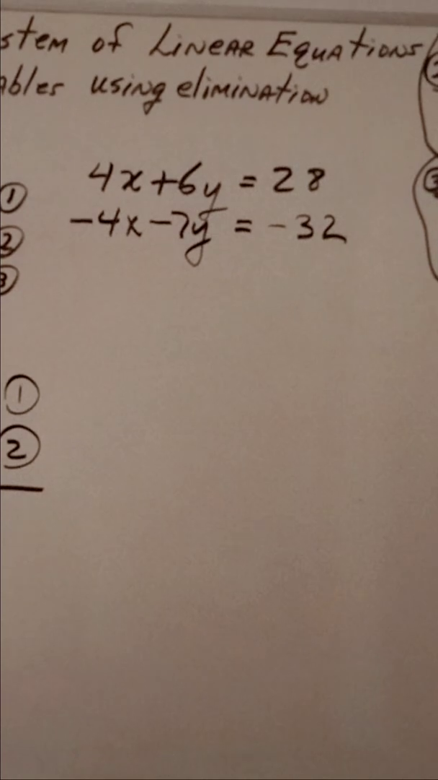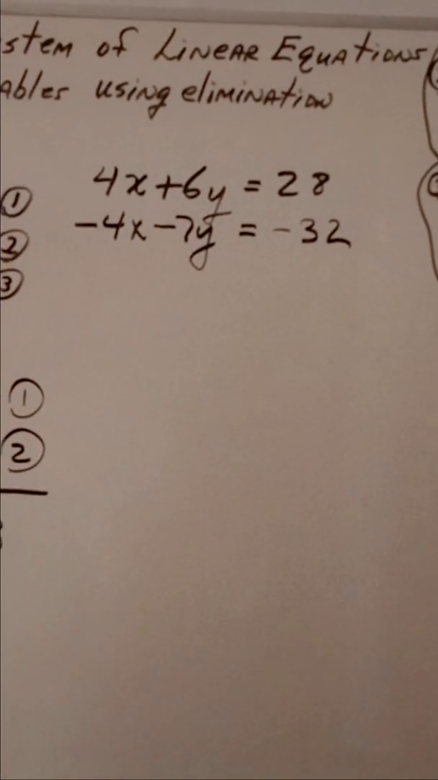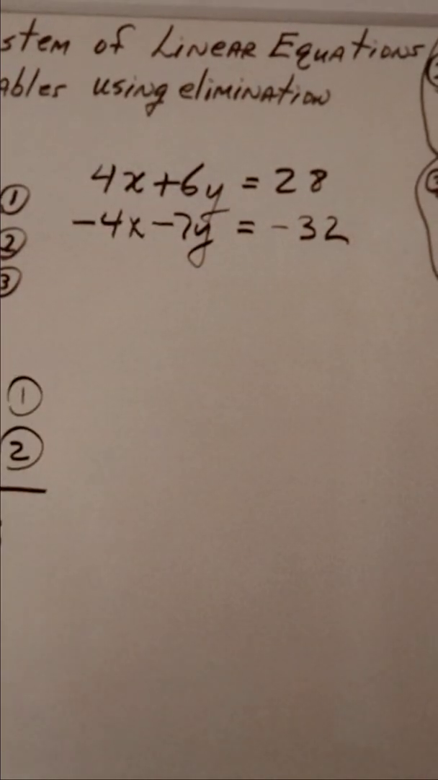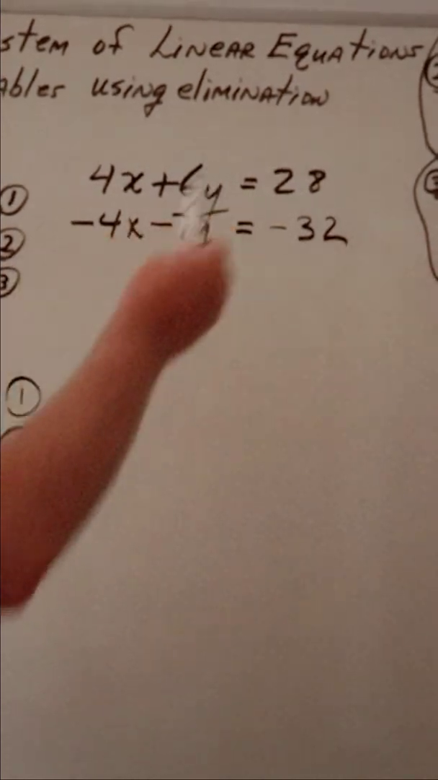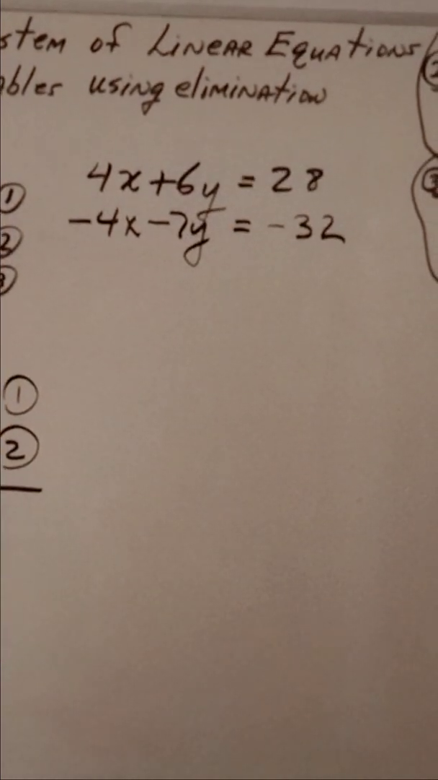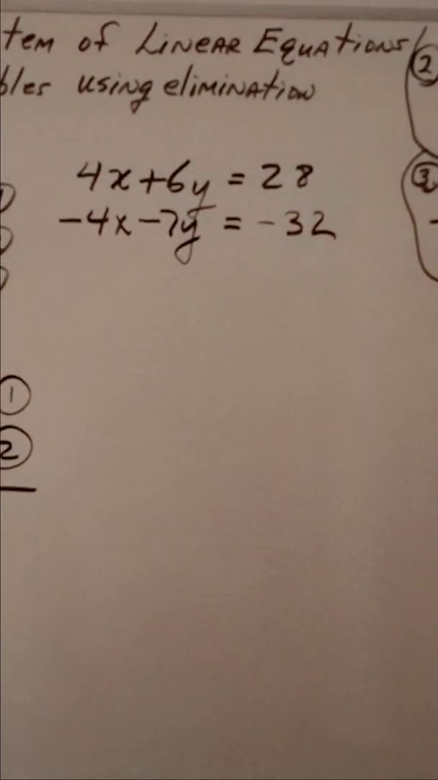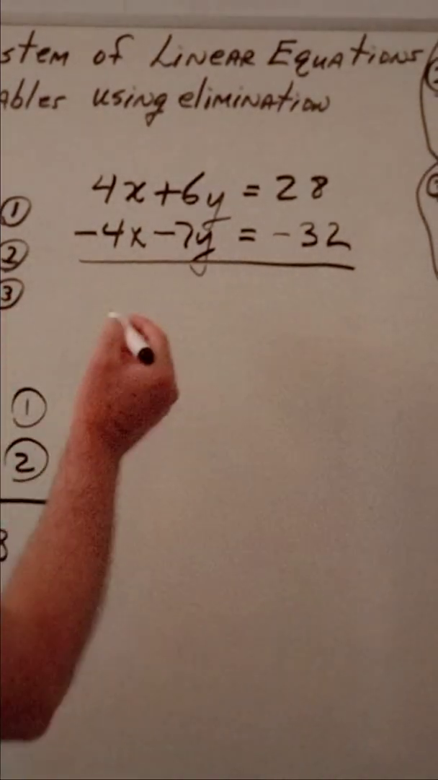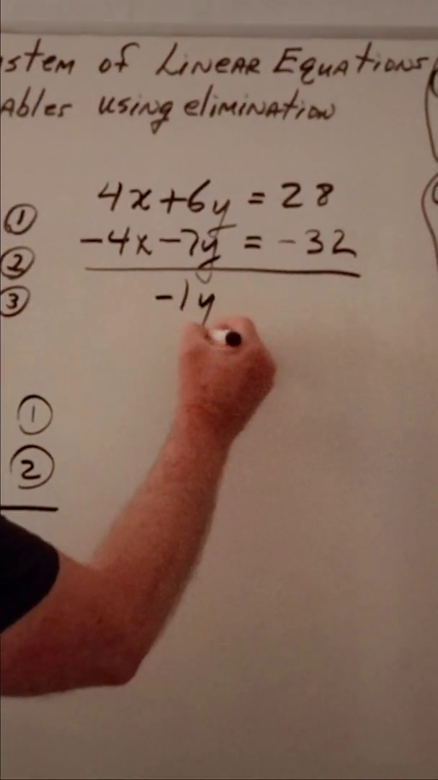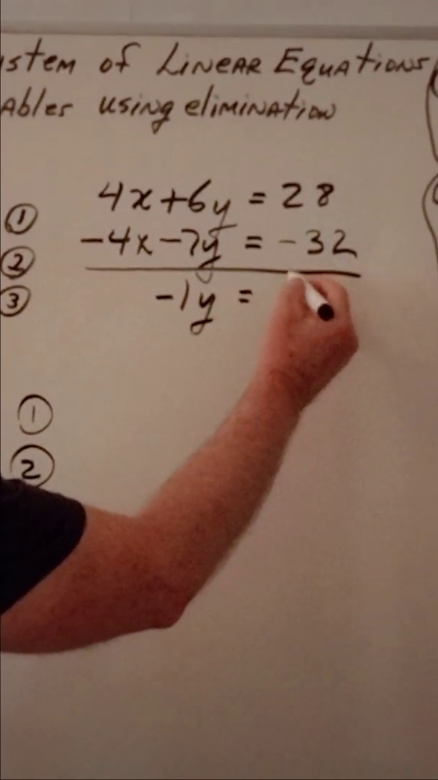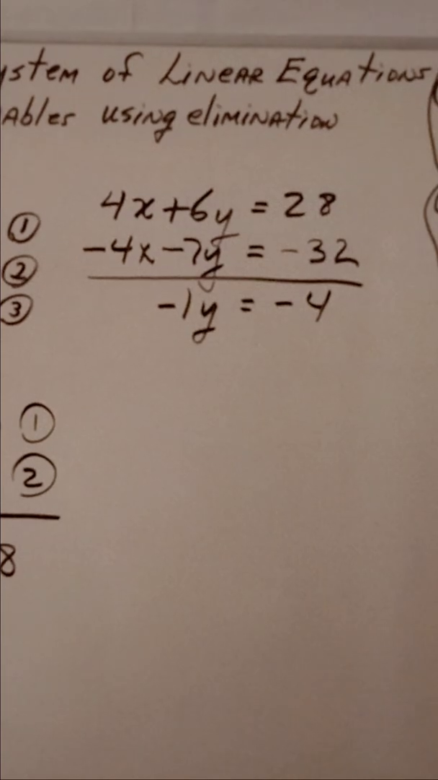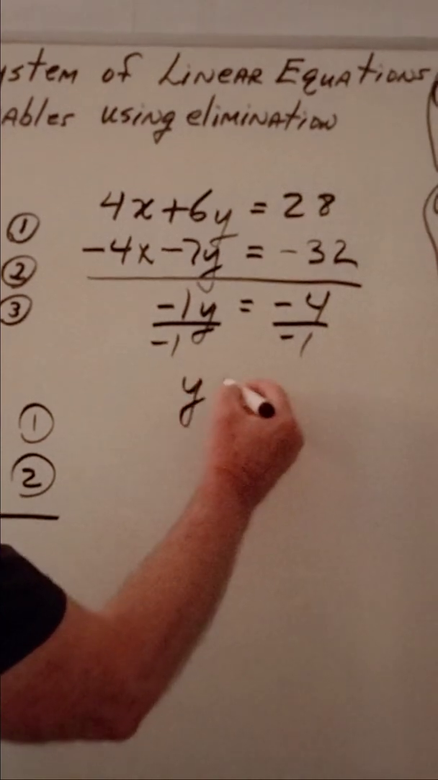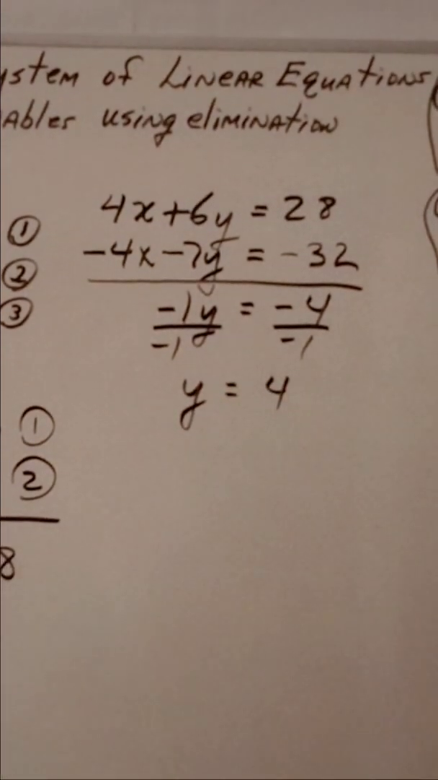So we take a look at this system, and we notice they've been very kind to us just by the way that the numbers flowed. The x terms are opposites of one another. We again do not have to bring in any multiplication, because a positive 4x coupled with a negative 4x will go. So we can just immediately draw our line, and we'll end up, when adding down, to get a negative 1y is equal to a negative 4. Now divide both sides by negative 1, and we'll get y is equal to a positive 4.